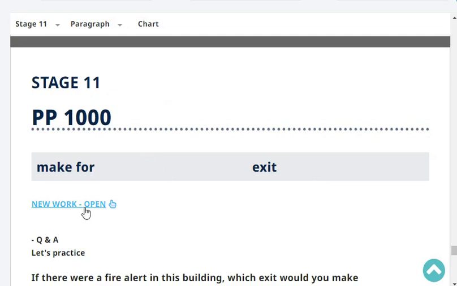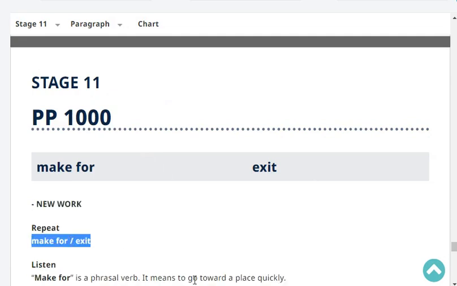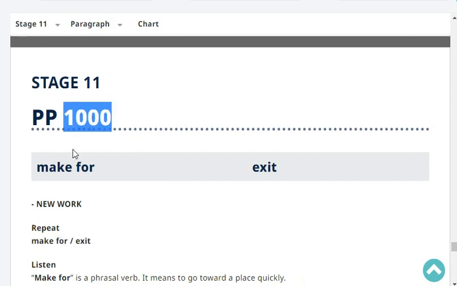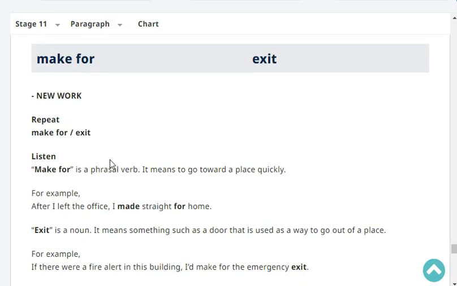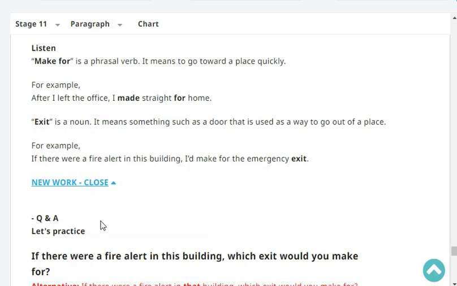Okay, next, repeat. Make for. Exit. Very good. Okay, listen. Make for, when we say make for, it's a phrasal verb. It means to go towards a place quickly, to go somewhere quickly. For example, after I left the office, I made straight for home. So he quickly went home.